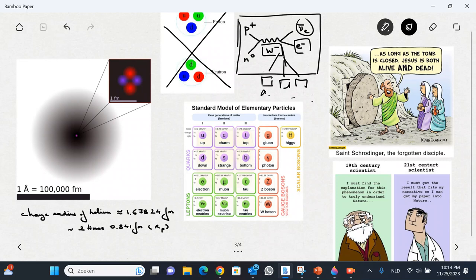I'm showing this here. This is how they think a helium nucleus looks. What we see is not quarks and gluons. We basically do see two protons, two neutrons, and from scattering experiments, when we fire photons or other charged particles at it, they will scatter back, and from there we can determine a charge radius, which is a bit less than 1.7 femtometer, which is two times the size of the measured radius of a proton.